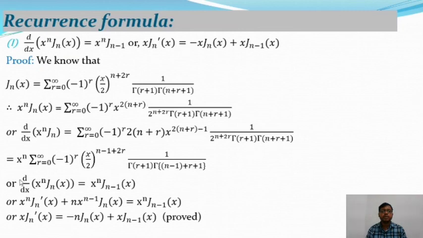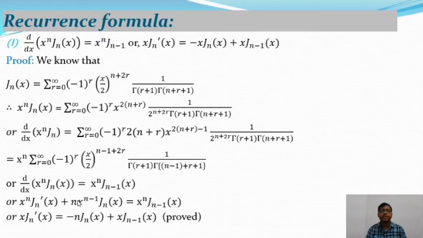So after derivative, we'll get this equation, okay, from the above equation. And after cancelling the term x to the power n minus 1 on both sides, we'll get x into Jn dash x is equal to minus n into Jn of x plus x into J n minus 1 of x. Hence the proof of the second part of the recurrence formula.